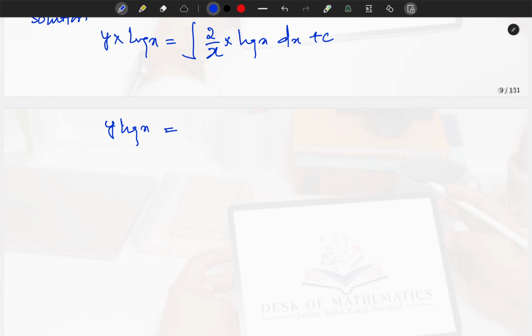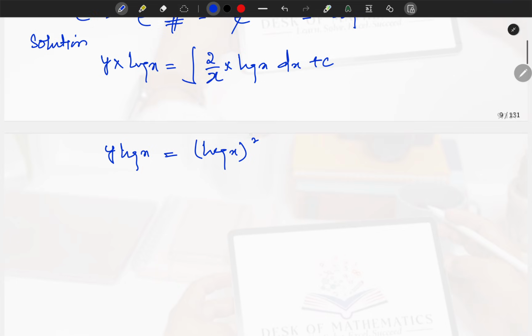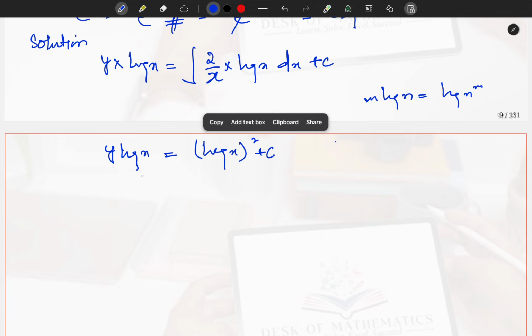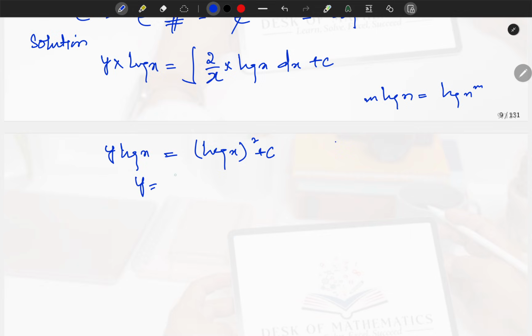Sorry, put log of x as t, so 1 by x will be its differentiation. So it will be equal to the integral of t dt, which is (log of x) whole square by 2, plus c. So this is the solution, or you can make it clearer this way: y is equal to log of x plus c by log of x, and this is the solution for this linear differential equation.